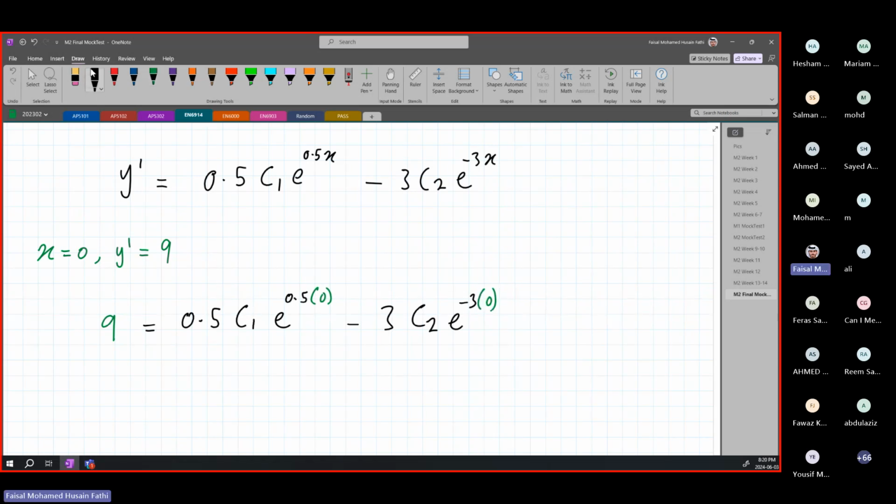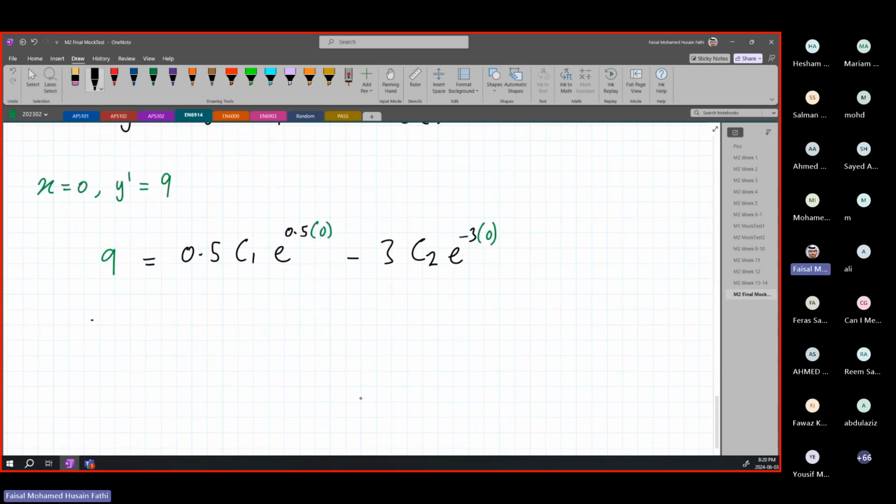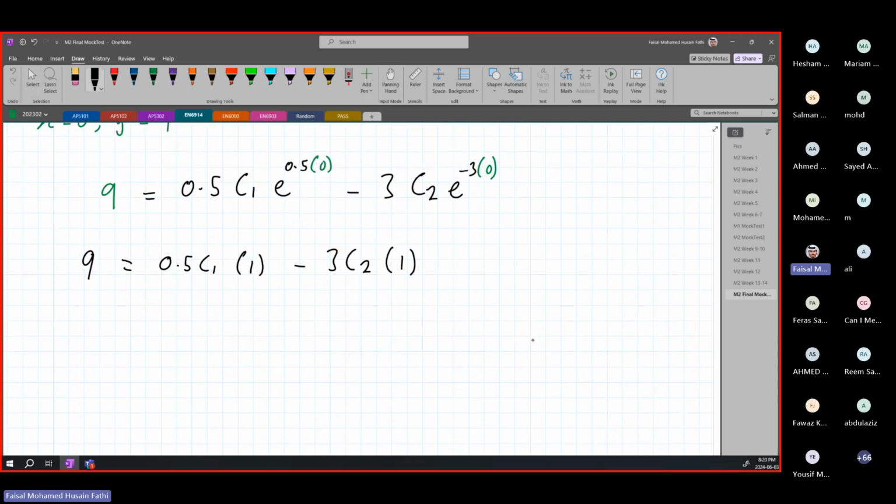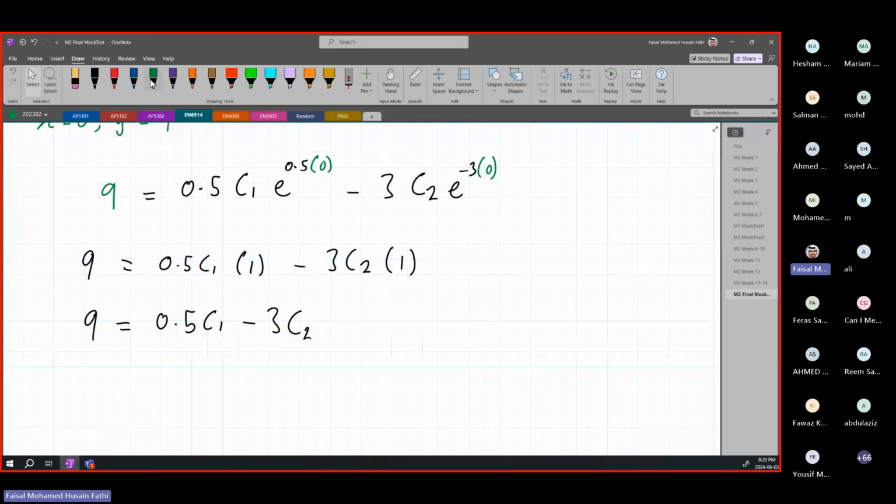All right. Simplifying this equation is going to give us 9 is equal to 0.5 c1 times 1, e to the power of 0 is 1, minus 3 c2 times 1, because e to the power of 0 is 1. Further simplifying it, we're going to have an equation that is simply 9 is equal to 0.5 c1 minus 3 c2. So this is our second equation now. This is equation number 2.